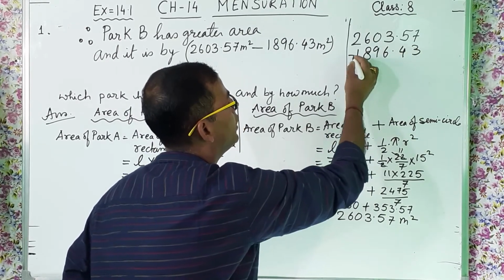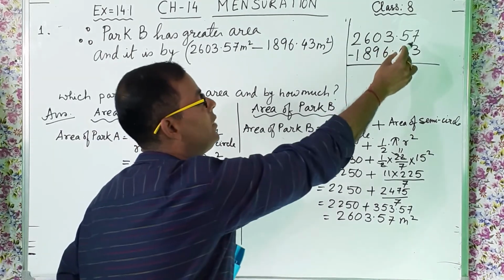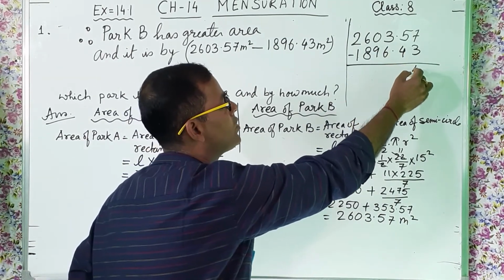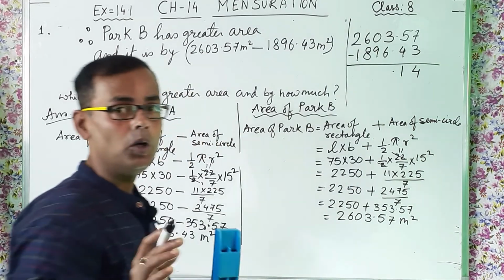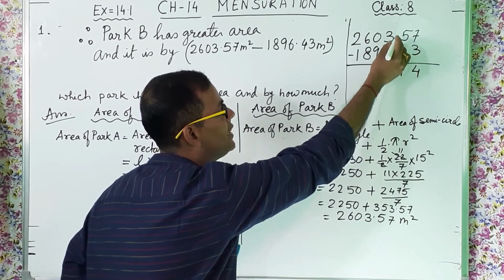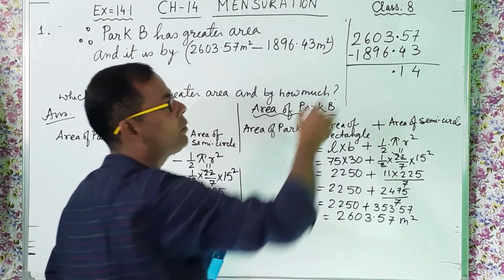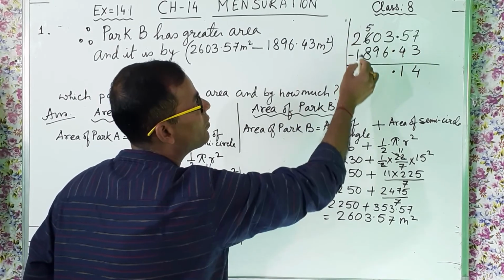1896.43. Now we are going to subtract. So, 7 minus 3, how much comes? 4. 5 minus 4, 1. Point. Point below will be point. Let me highlight the point little darker so that you can see. Now you cannot subtract this part. So, what you will do? You will borrow. It becomes 5.